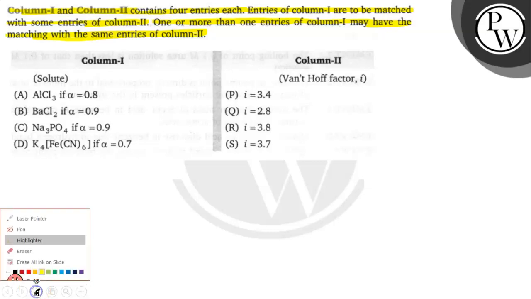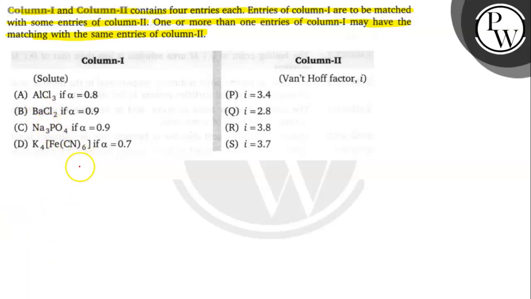Now let's solve it. So first, that is AlCl3. Now we have to find out the Van't Hoff factor because in column 1 solutes are given with their degree of association or dissociation. Here it is dissociation, and in column 2 there is the Van't Hoff factor. So when AlCl3 dissociates, it forms Al3+ and 3Cl−. That means after dissociation the number of particles, N, is 4.